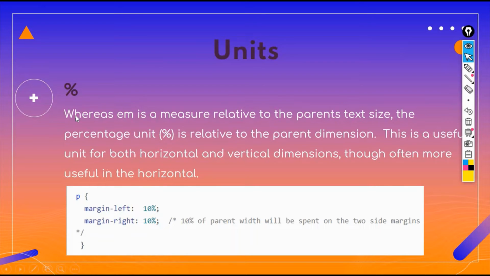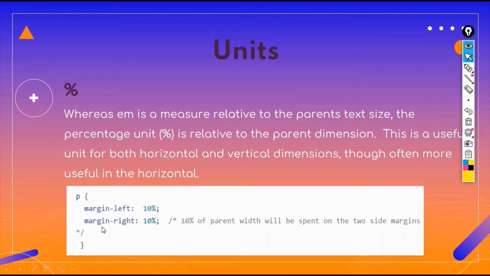So percent. Whereas em is a measure relative to the parent's text size, the percentage unit is relative to the parent dimension. So this is a useful unit for both horizontal and vertical dimensions, though often useful in the horizontal. So this is an example of how you can use the percent unit within the margin left property.